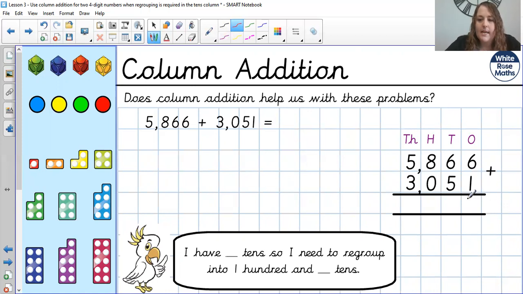So 6 add 1 is 7. 6 add 5 is 11. So 1 in my tens and regroup for 100. And I fill this in down here. I have 11 tens, so I need to regroup into 100 and 1 ten. 8 add 0 is 8, add 1 more is 9. And then 5 add 3 is 8. So if you also got the answer 8,917, a huge well done to you there.